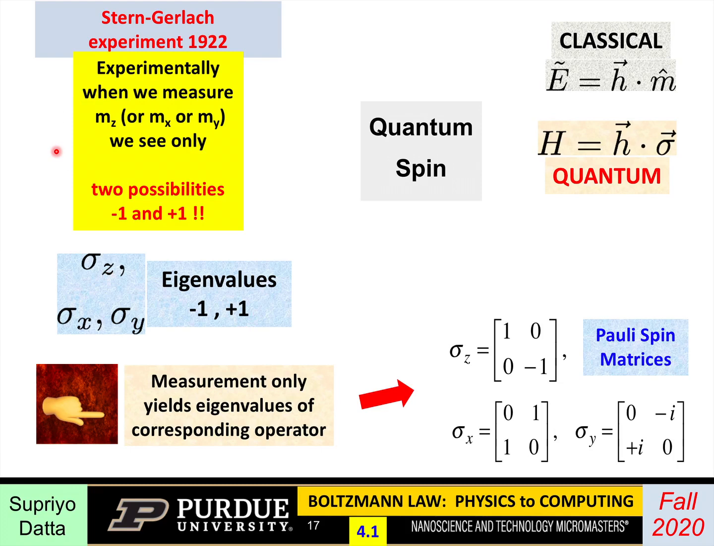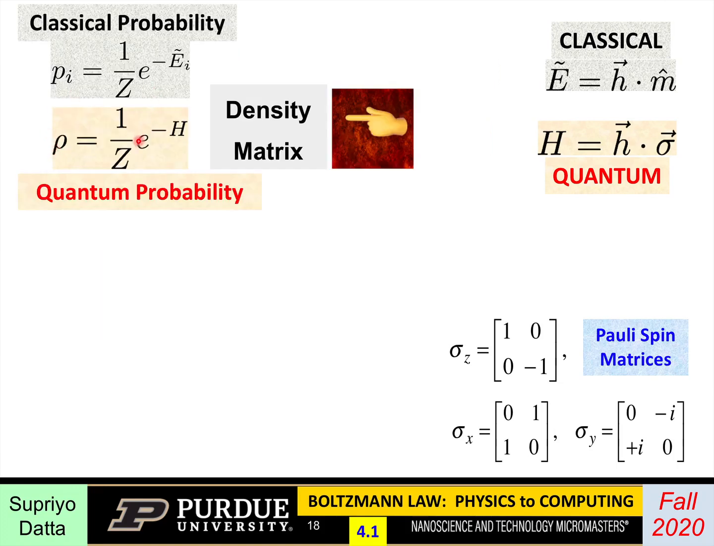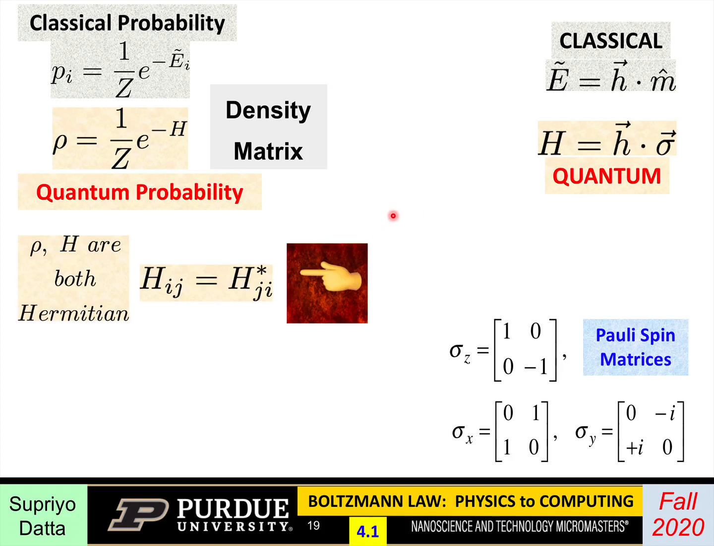Now, quantitatively, how do we predict probabilities of measuring -1 and +1? That is where this density matrix comes in. Classically, the probability was, as you know, related to the energy. Now we have a density matrix, which is the exponential of -h, h being this energy matrix or Hamiltonian matrix. Now, one side note: this H matrix is Hermitian. And Hermitian means that it is equal to its conjugate transpose. So if you look at the ij component, it's equal to the ji component complex conjugate.